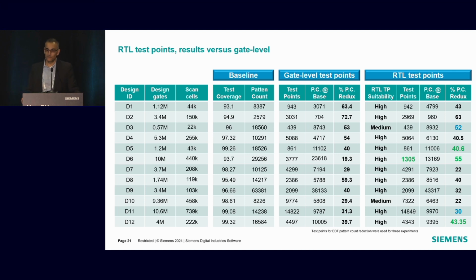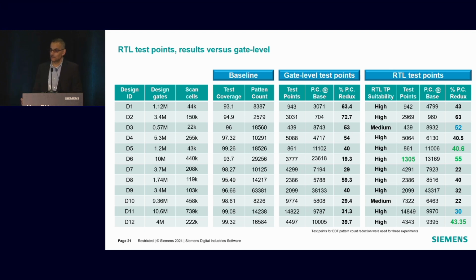The question is, when we insert test points at RTL, do we end up with more logic added? If you look at the number of test points, in some cases there are actually fewer test points needed at RTL. The test points are AND gates or OR gates, so the logic size of what we're adding is similar. It's mostly the number of test points that determines how much logic you're going to add, which varies.